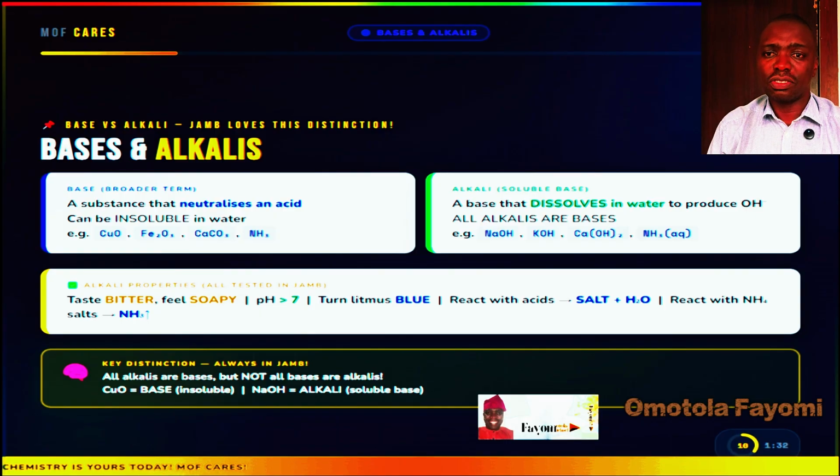A base can be insoluble in water. Copper oxide is a base. It neutralizes acid, but it does not dissolve in water. Iron oxide and calcium carbonate are also insoluble bases.